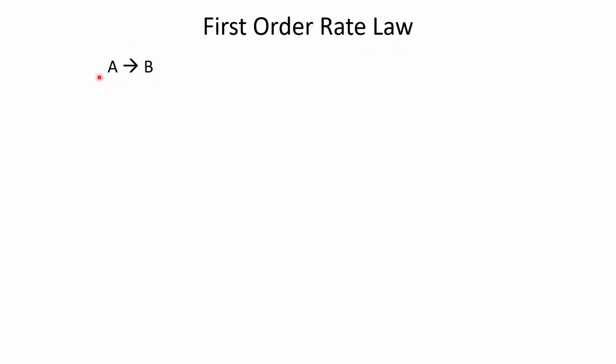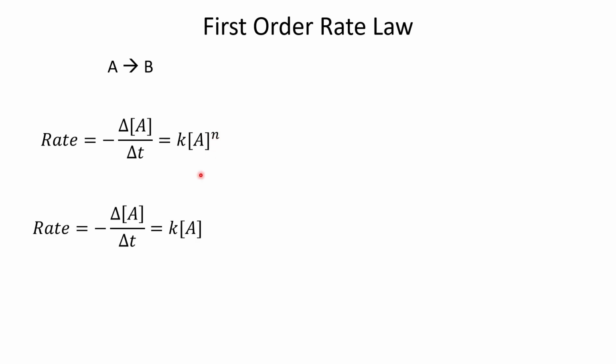So if we take a generic reaction A to B, here is our general rate law. This is also called the differential rate law. Now, when we're talking about a first order reaction, n is going to equal 1. So we can simplify our rate law to this right here. And in this form, it is ready to integrate. So once we integrate this form here, this is our integrated first order rate law.